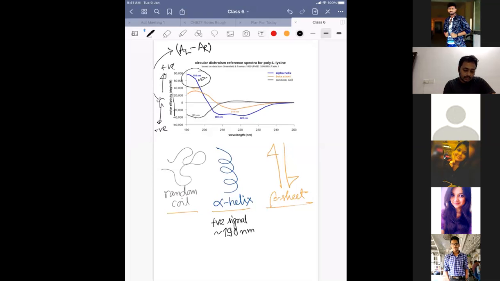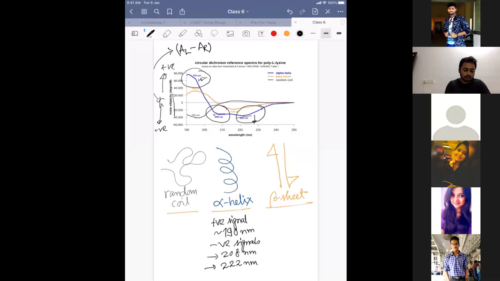Then you can see it coming down, and then there are two different bands, two negative signals, one at 208 nanometer and one at 222 nanometer. See the difference between them. The 222 nanometer band is generally a little bit stronger compared to the 208. If you take 208 and 222, 222 will always be stronger than the previous one.